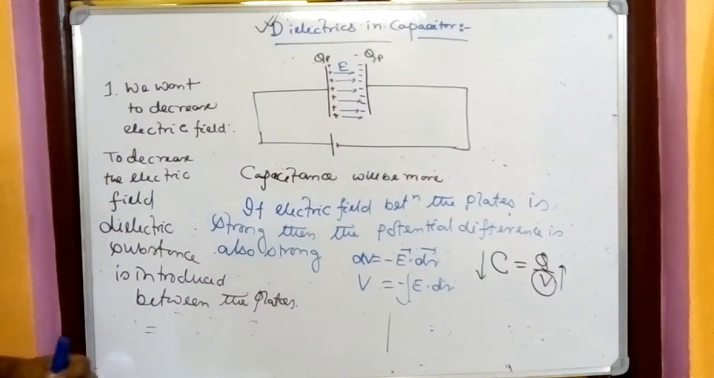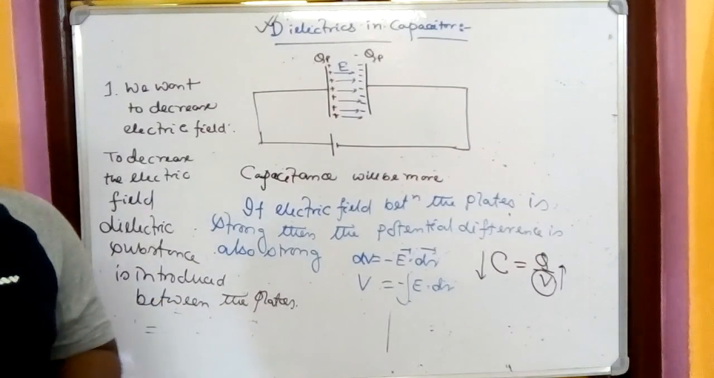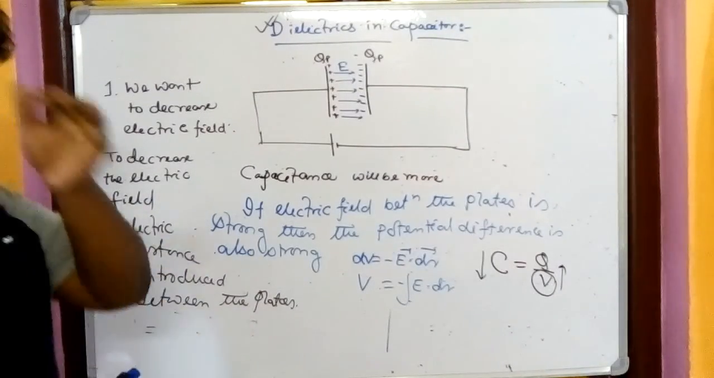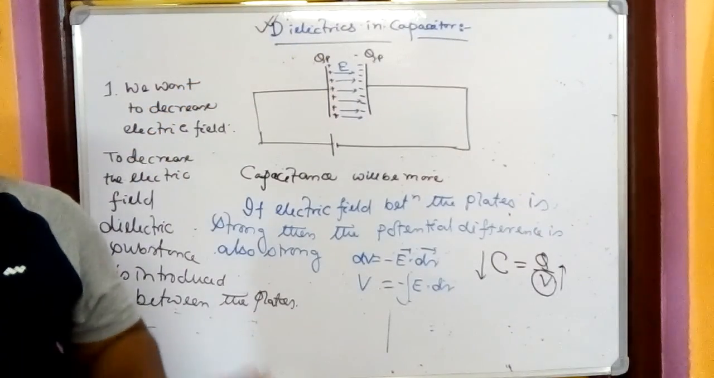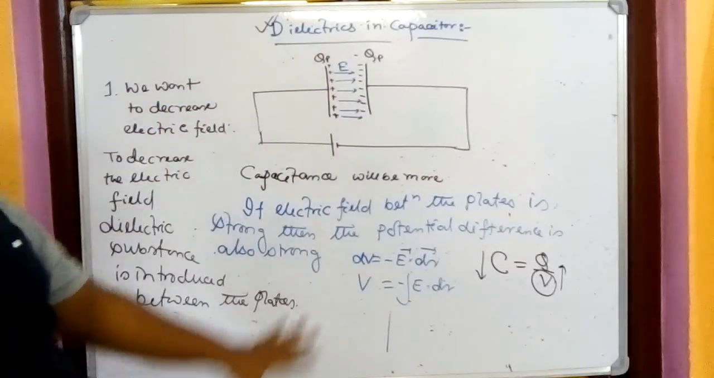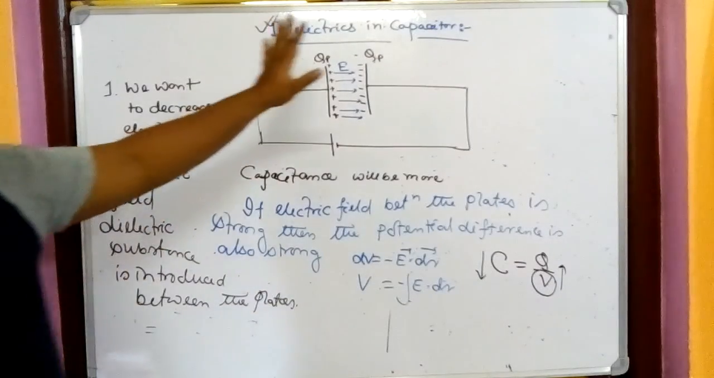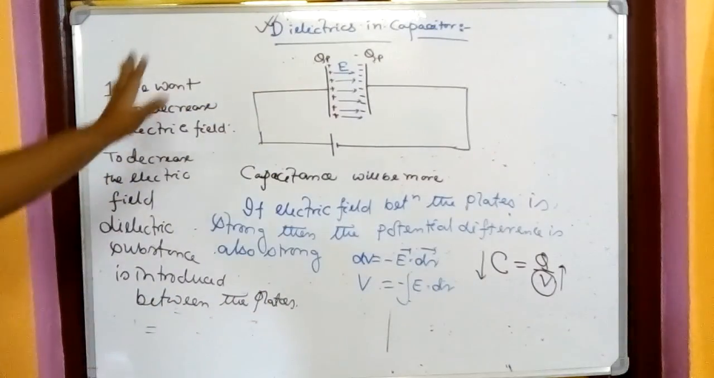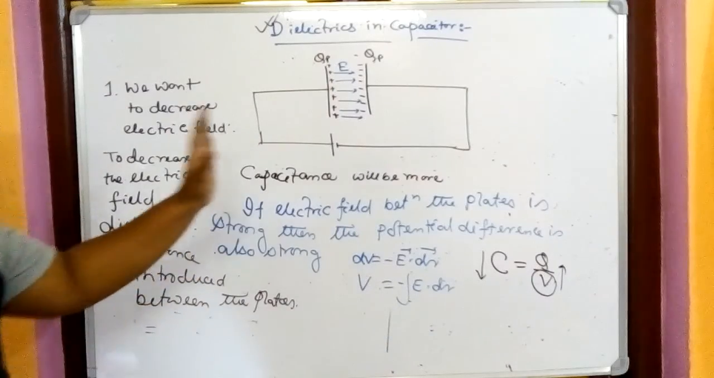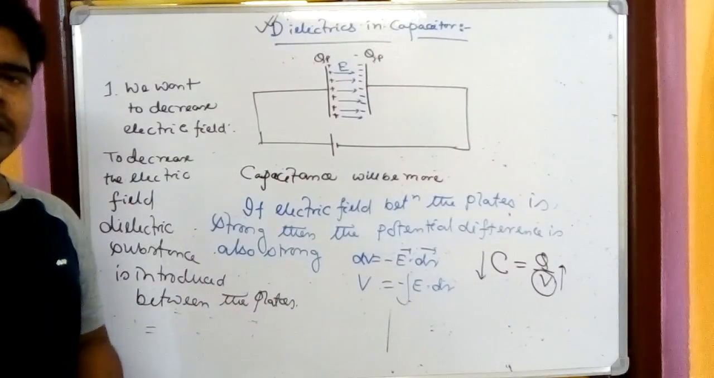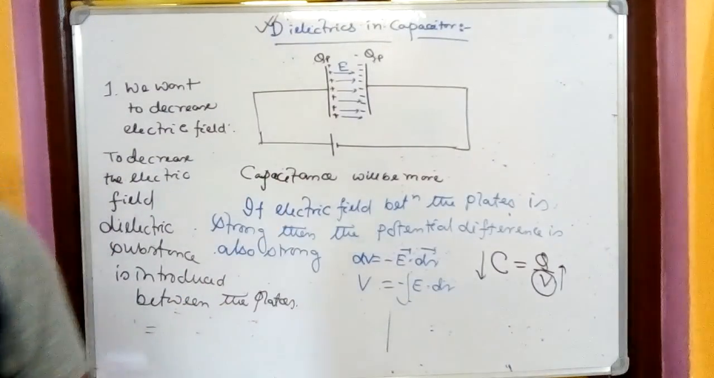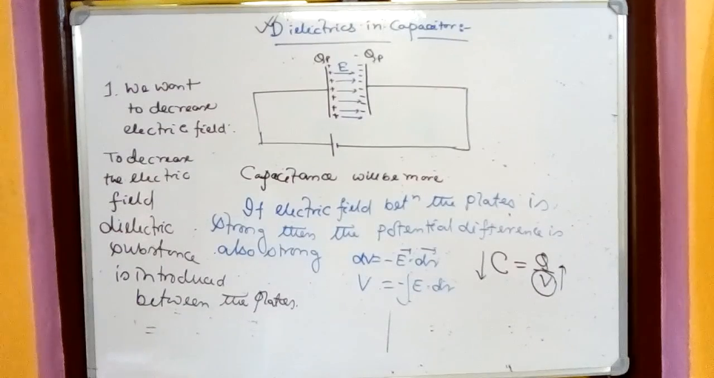Though I have made the heading dielectrics in capacitor, definitely that we will learn. But before that, we have to learn the dielectric. What is a dielectric first? And then we'll go for dielectrics in capacitor. But what is the need of dielectrics in a capacitor? What is the use of dielectrics in a capacitor? I think this idea is clear through this part. Next we will go for dielectrics.